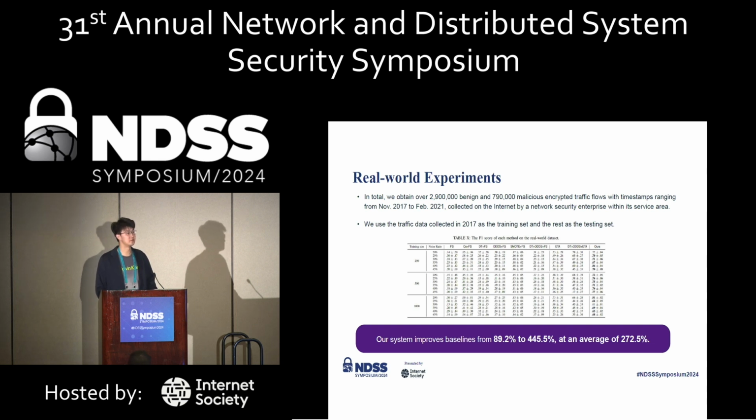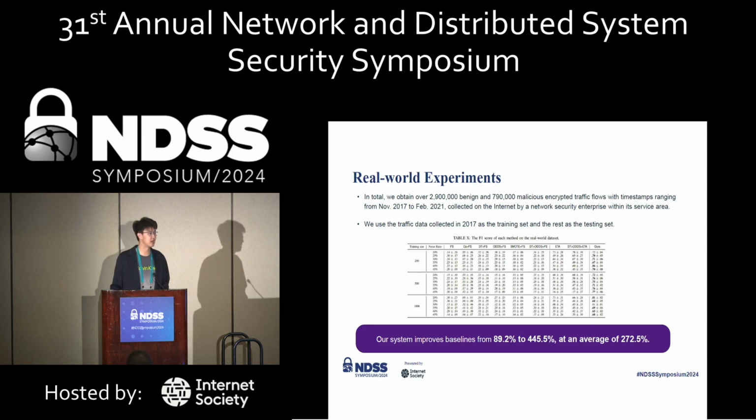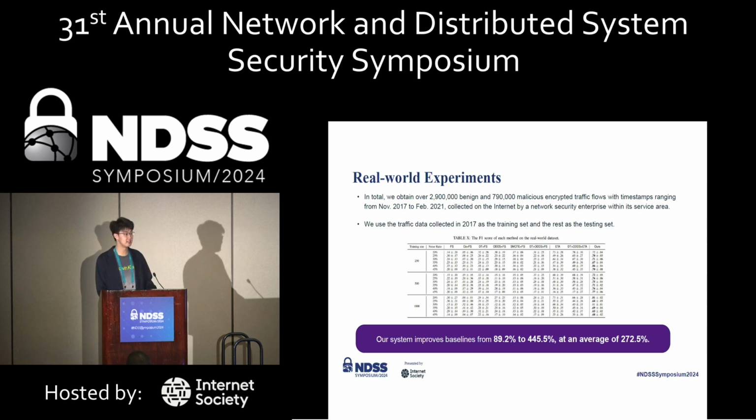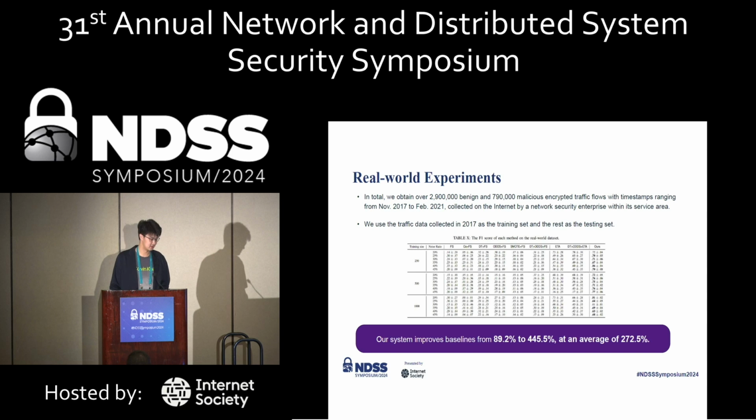In total, we obtain over 2,900,000 benign samples and 790,000 malicious samples ranging from November 2017 to February 2021, which are collected by a network security enterprise. We use the traffic data in 2017 for training and the rest of the data for testing.